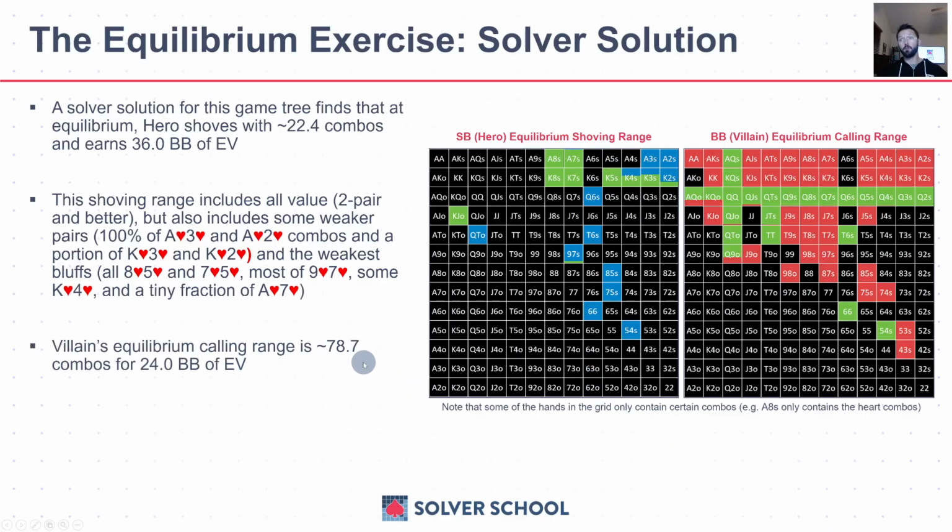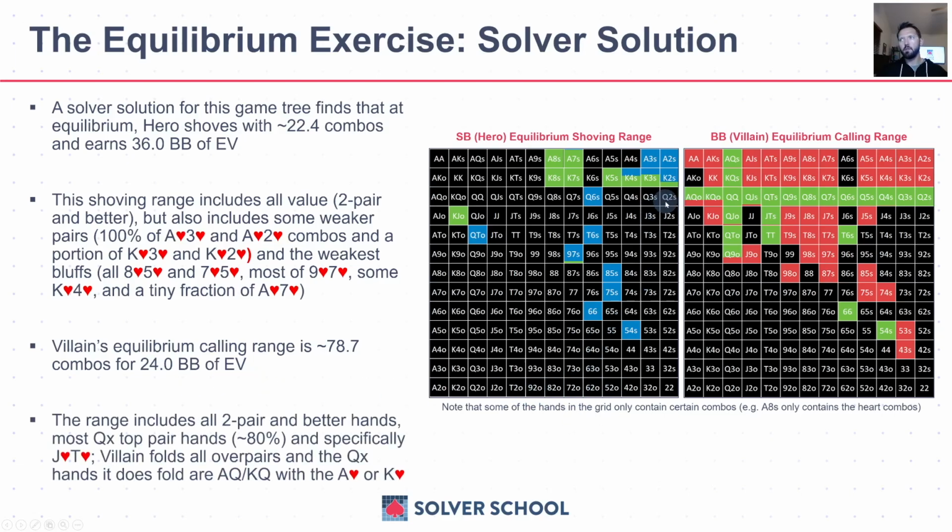Villain's equilibrium calling range is just about 78.7 combos, and they're earning an EV of 24 big blinds. What you'll see here is that this range includes all the two pair or better hands: Queen 10, Queen 2, Queen 3, Queen 6, 10 6, pocket 6s, pocket 10s, pocket queens, 5-4 suited. All of them are calling. But Villain's actually now folding all of the overpairs in range.